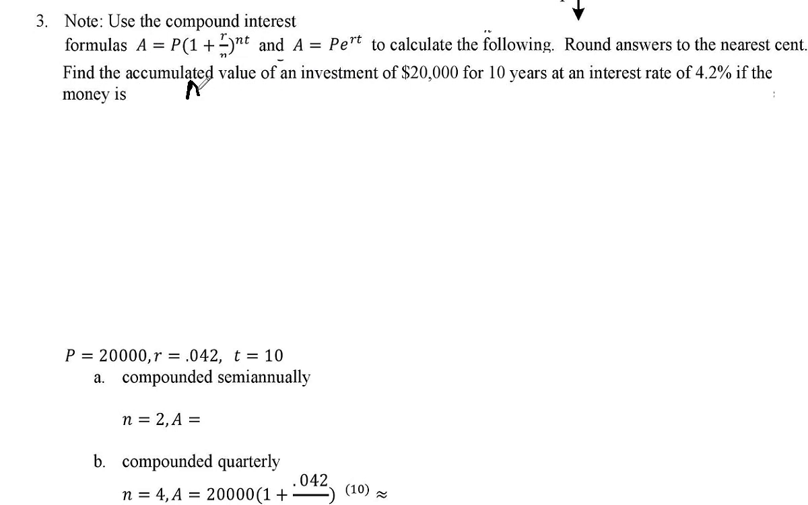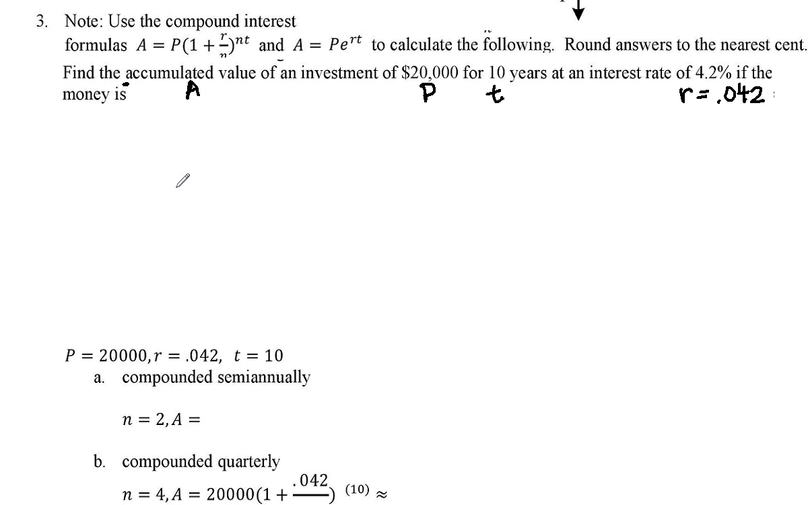Okay, so A is the accumulated value of an investment of $20,000, that is our P, so that's our start amount. For 10 years, that is our time, T equals 10, at an interest rate of 4.2%. So our R is going to be 0.042. So your interest rate has always got to be as a decimal. You don't want to do it as a percent.